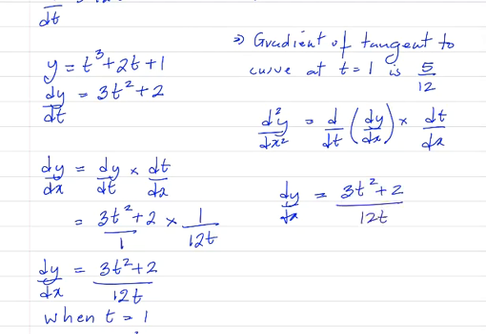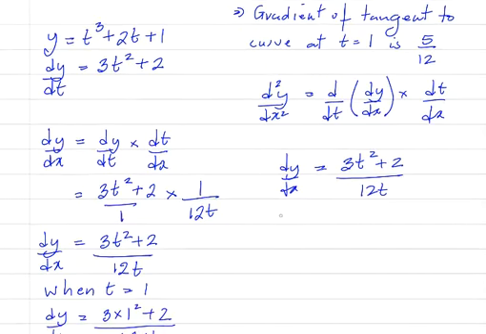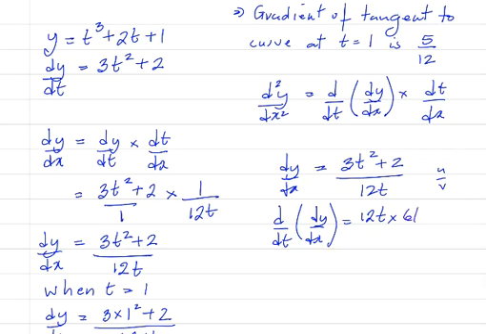All right, this is a quotient, so we're going to apply the quotient rule when we differentiate. So the differential of dy by dx with respect to t is equal to v, which is the bottom. So this is u over v. It's equal to v, the bottom, so that's 12t, multiplied by the differential of u, which is 6t, minus u.